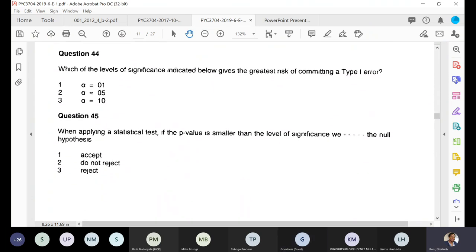Which of the following levels of significance gives the greatest risk of committing a type 1 error? Three. It must be 1 or 2. Number two. Number one. So now we have three answers.